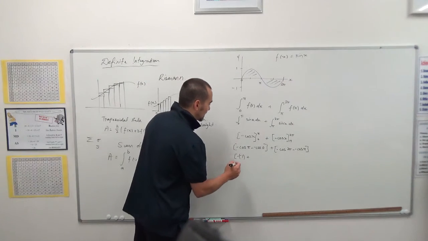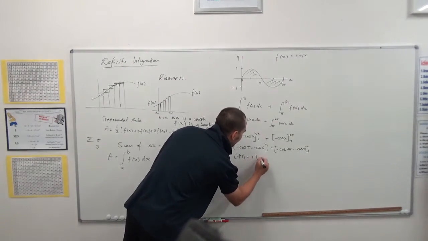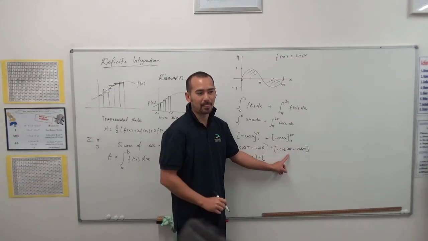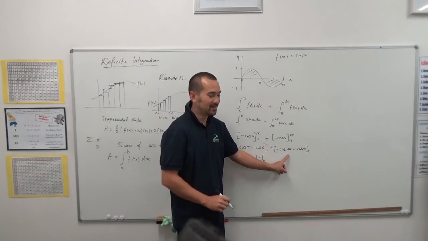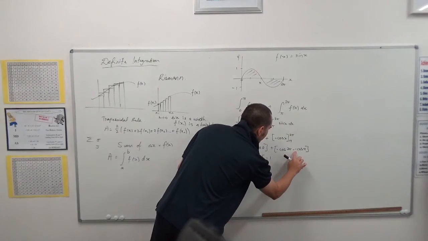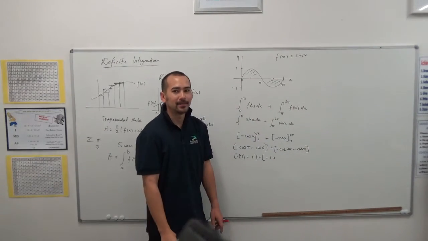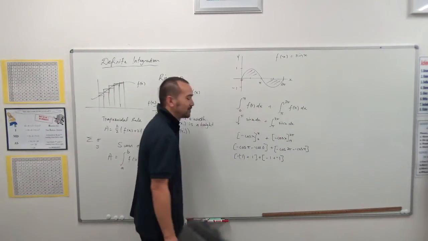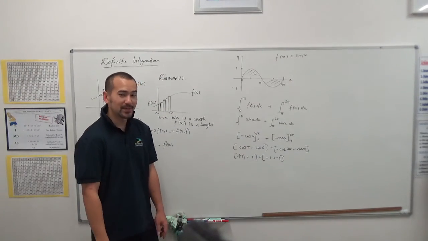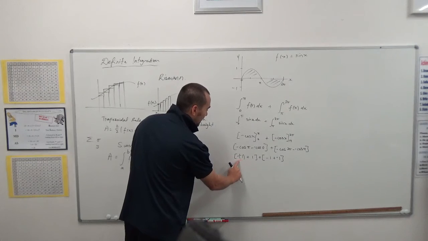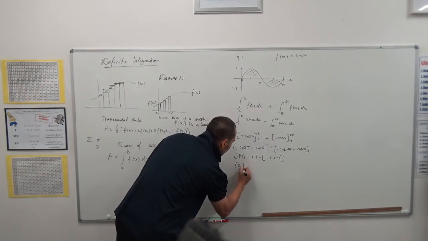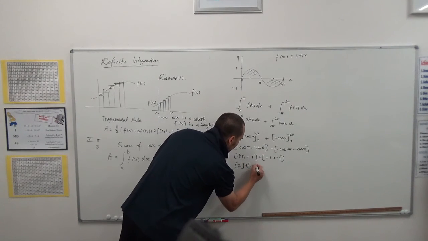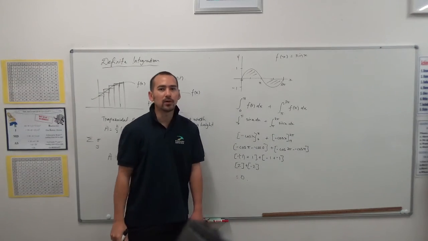Cosine 0 is 1, good. Then cosine 2 pi is 1, so I've got negative 1 here. Double negative is a plus. What's cosine pi? Negative 1. It's good we're doing this. Right, so I've got double negative, so I've got 2 here. And this is going to come out to be negative 1, take away 1 is negative 2. And so my area is 0.